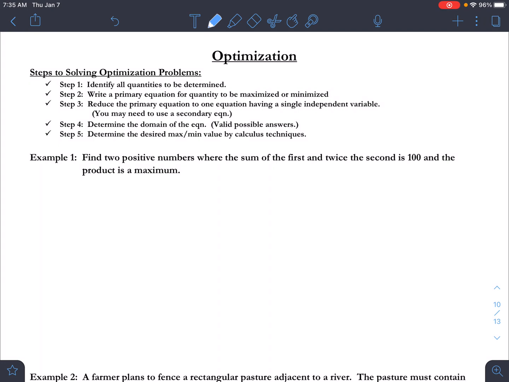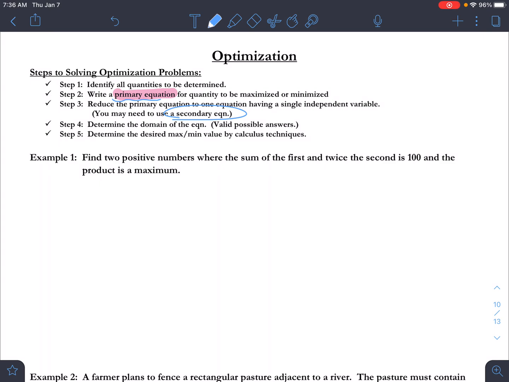It's going to be written as find the maximum or find the minimum, product or least amount of fencing are the two we're going to start off with. So basically what you want to do, first of all, identify, just like any other word problem, all the quantities to be determined. We're going to write a primary equation that needs to be maximized or minimized. And then you'll probably want to use a secondary equation of some sort so that we can substitute in. So we only want one variable in this primary equation. So if there's more than one variable, we'll just be replacing it with some secondary ideas.